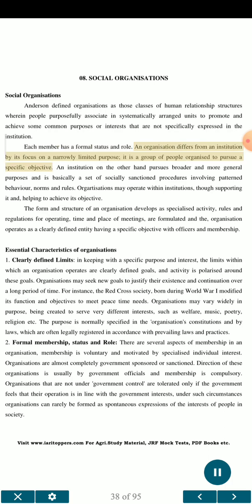It is a group of people organized to pursue a specific objective. An institution, on the other hand, pursues broader and more general purposes and is basically a set of socially sanctioned procedures involving pattern behavior, norms and rules. Organizations may operate within institutions, supporting them and helping to achieve their objectives.